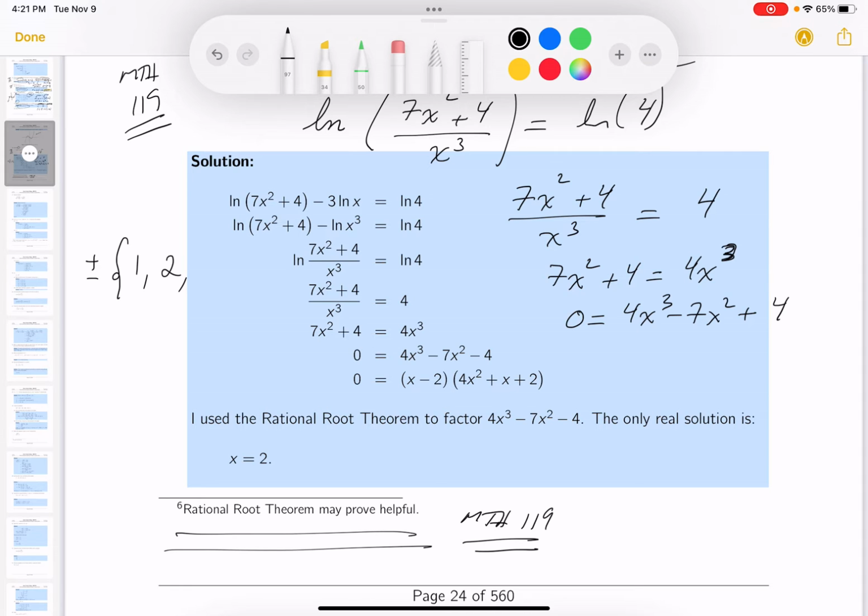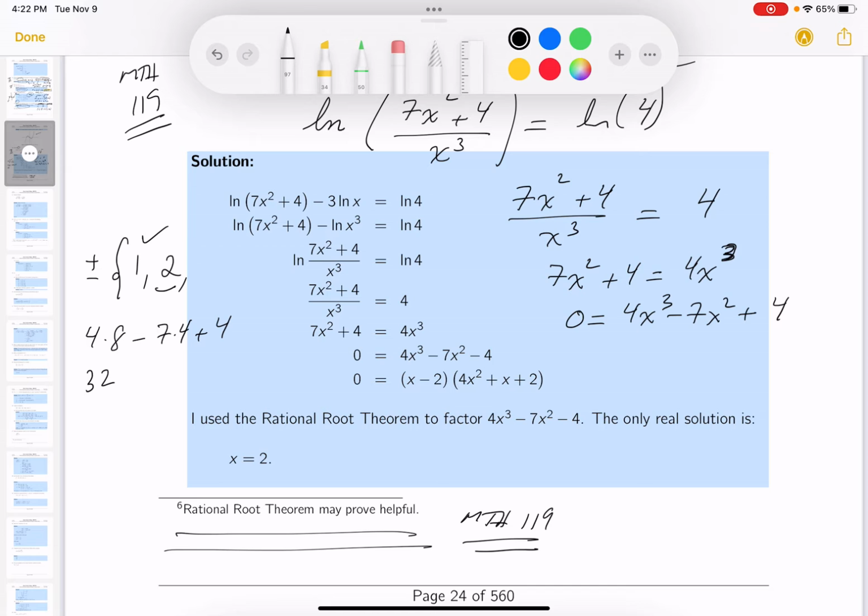So I'm going to say if you tried 1, that'll be 4 minus 7 plus 4. That's not going to work. If you tried minus 1, that's not going to work. So I'm going to move on to 2. I'm going to see if 2 works. And I put this down. So 4 times 8, I'm trying 2. If 2 doesn't work, I'm going to get a minus 2. And then what do you get? You're going to get 7 times 4, I'm trying 2, plus 4. So what do you get? 32.